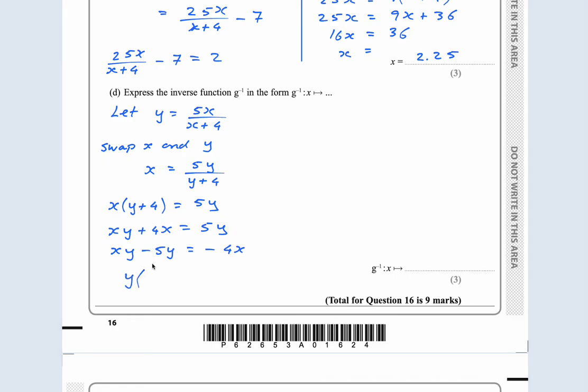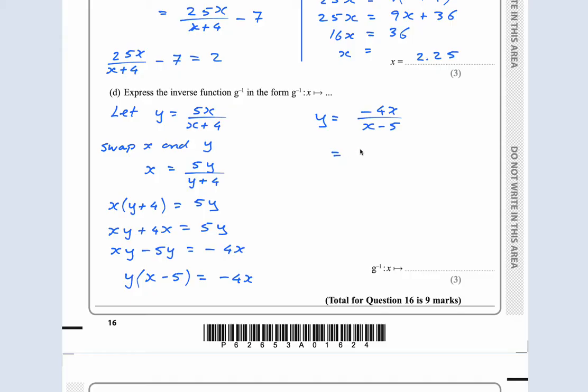This is arguably the tricky bit. Take out the y, and I'm left with (x minus 5) equals minus 4x. And then finally, y is equal to minus 4x over x minus 5. And that's the answer. I can write it here.